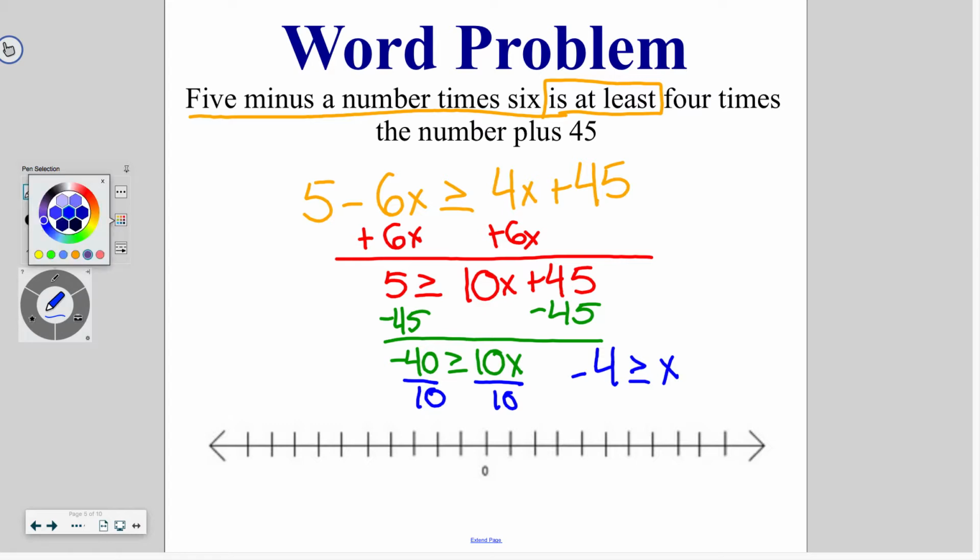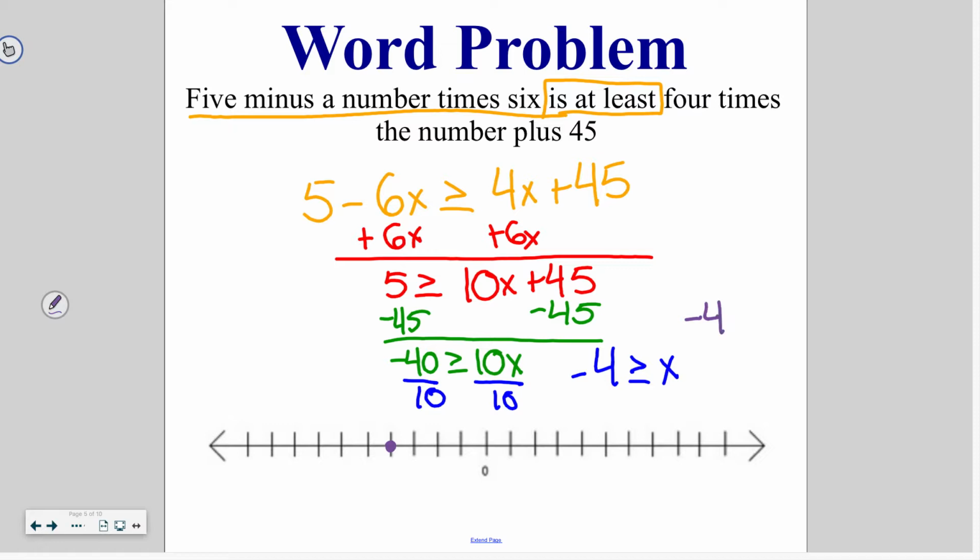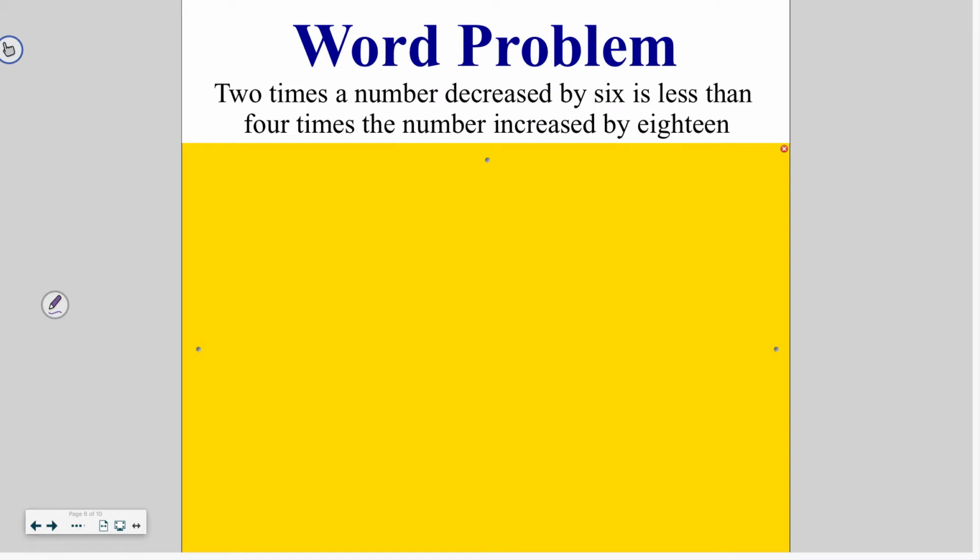So I'm going to want to put that -4 on the graph. 1, 2, 3, -4. And then I'm going to test my point and say 0 is greater than or equal to -4, which is a false statement. So our arrow is going to the left. Go ahead and try this one on your own.